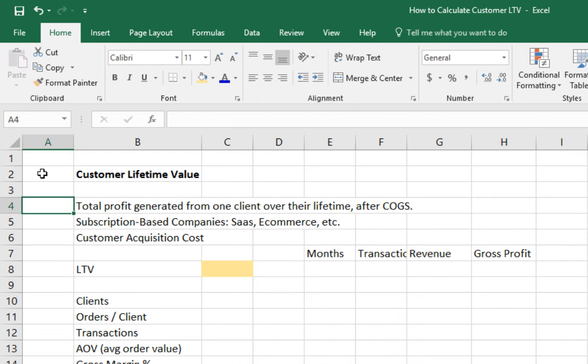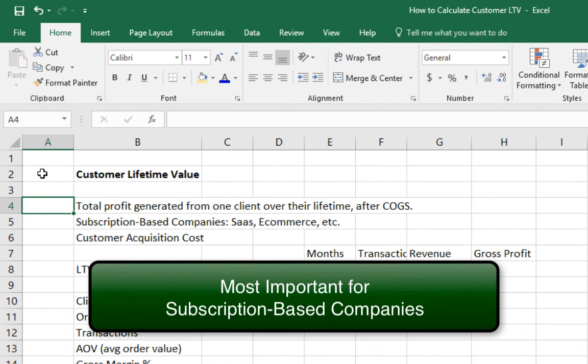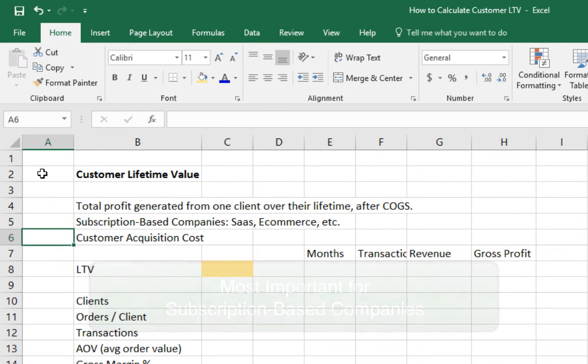So why would a number like this be important? Well, it's most important for subscription-based companies because these companies rely on a customer coming back and buying over and over for many, many months. So SaaS companies, e-commerce companies, anything on a subscription, they're really focused on this metric.